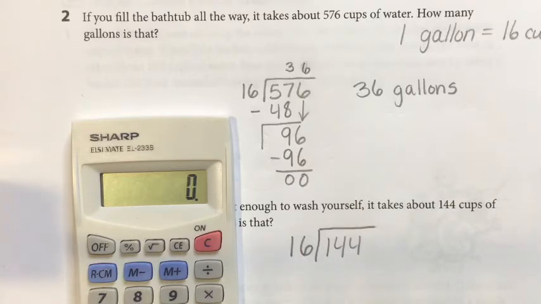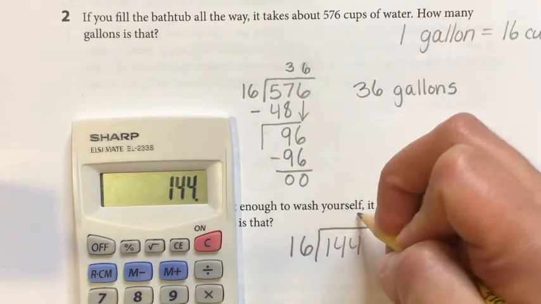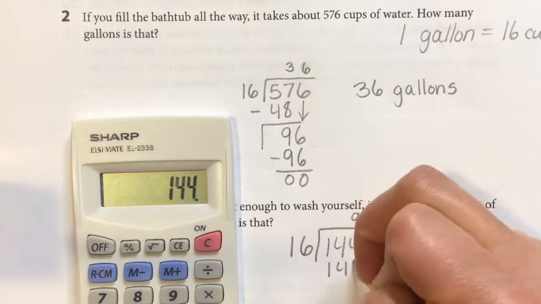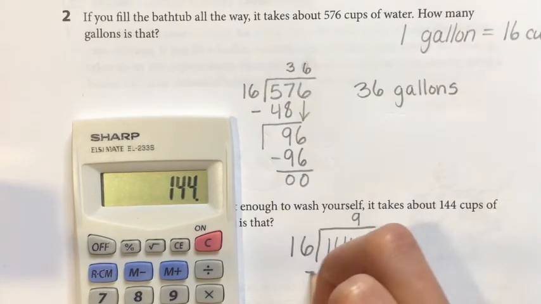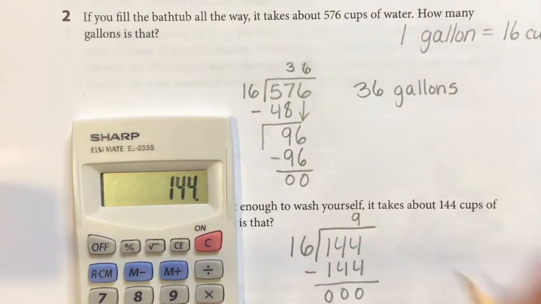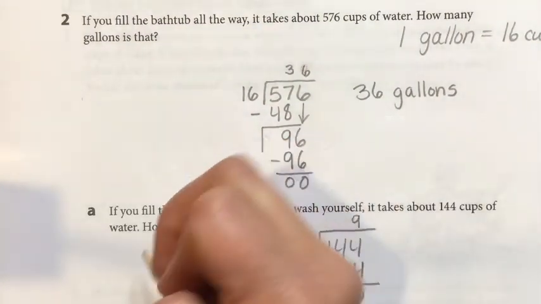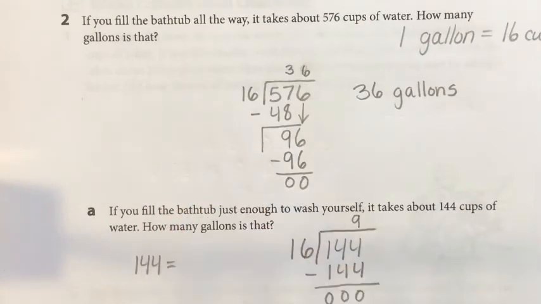So I'm going to go ahead and multiply 16 by 9, and I got 144. I am exactly correct. So we know that this is going to be 9. In long division, the 9 is going to go all the way in the ones place of the dividend. So 9 times 16 is 144. Subtract. I have no remainders. So now I have my answer: 144 cups equals 9 gallons.